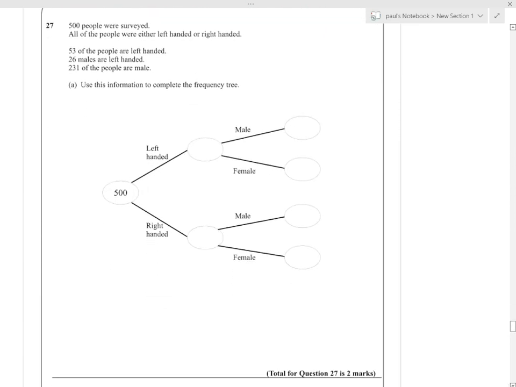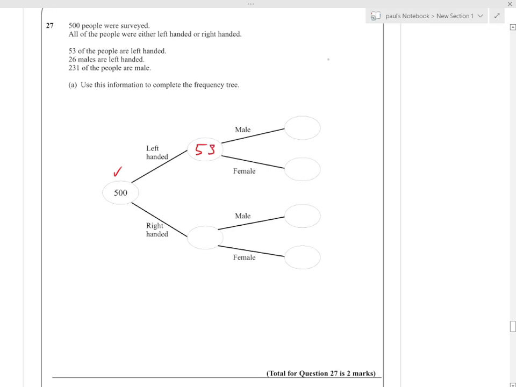Right, okay. 500 people were surveyed. All the people were either left or right-handed. 53 of the people are left-handed, so let's fill it in.